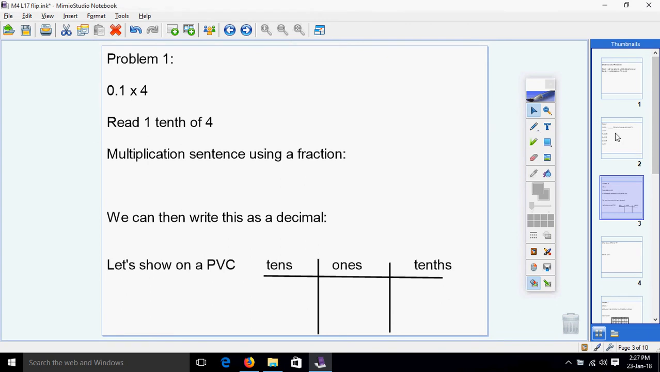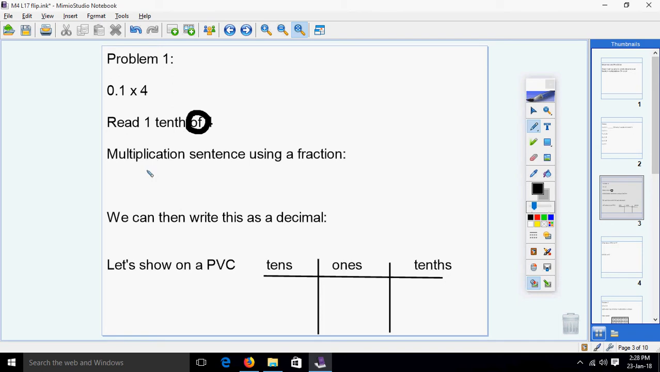0.1 times 4. Okay? So the way we're going to read it with a decimal is 1/10. Our 1 is in the tenths place, right? So we read it as 1/10 times 4. Or remember our all-important of, right? 1/10 of 4.